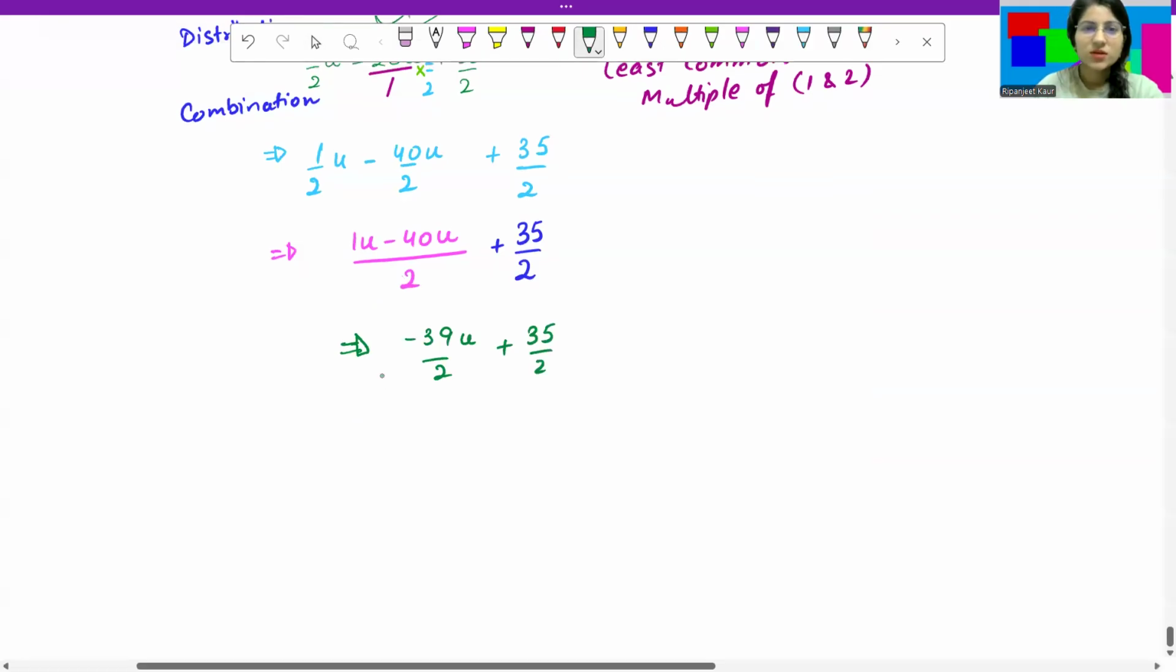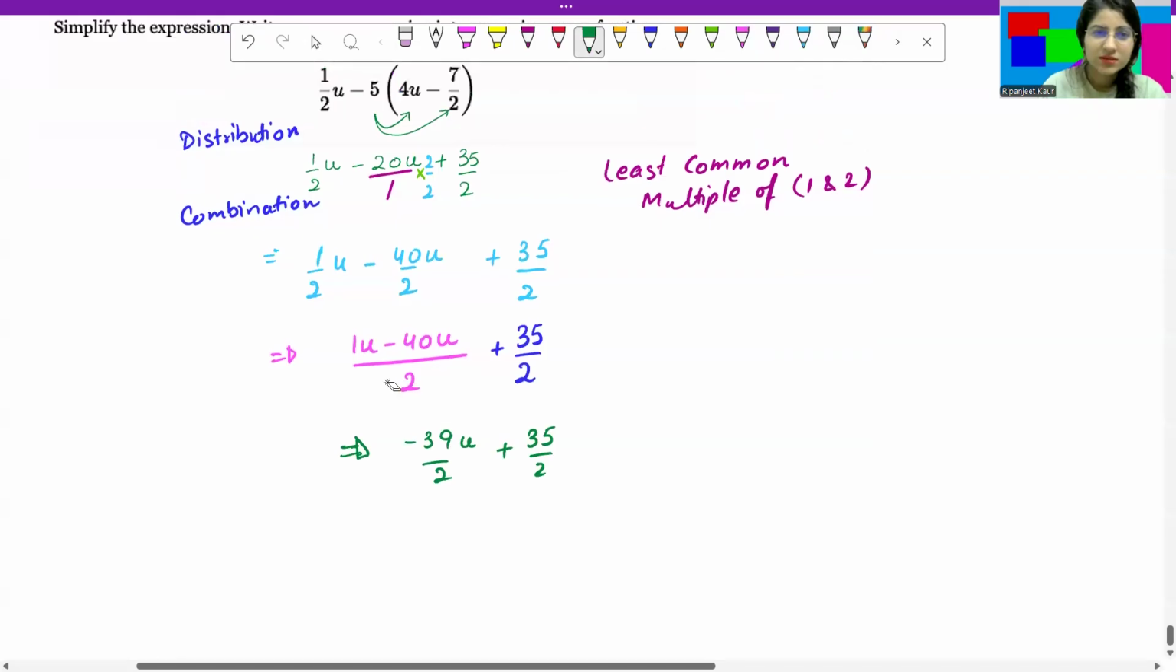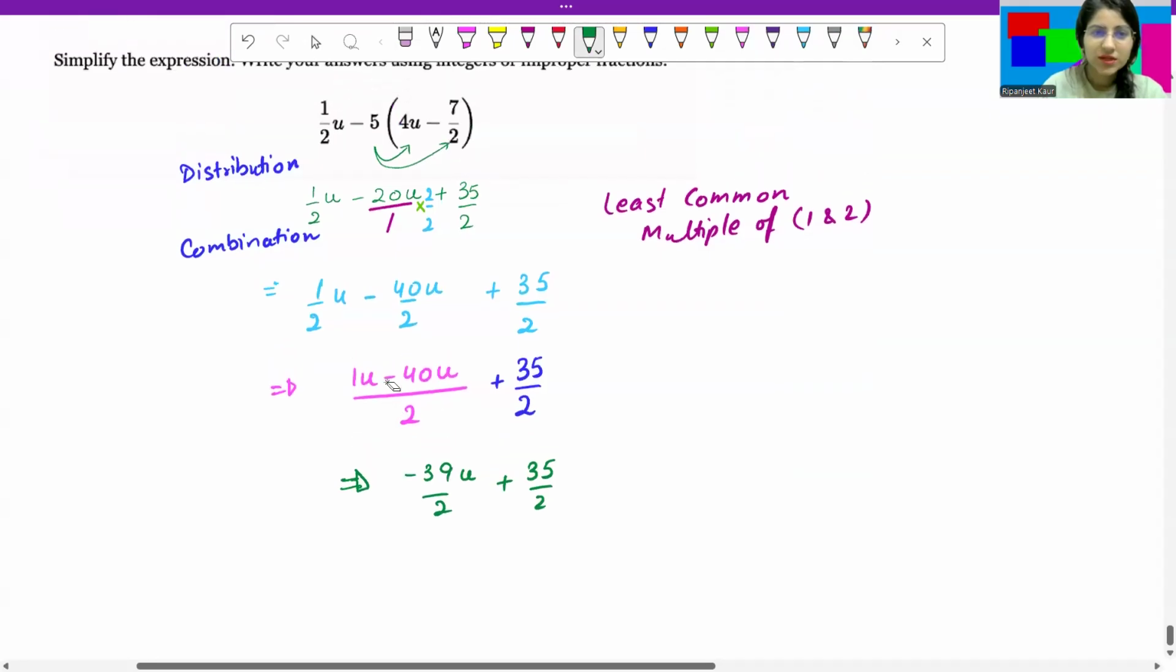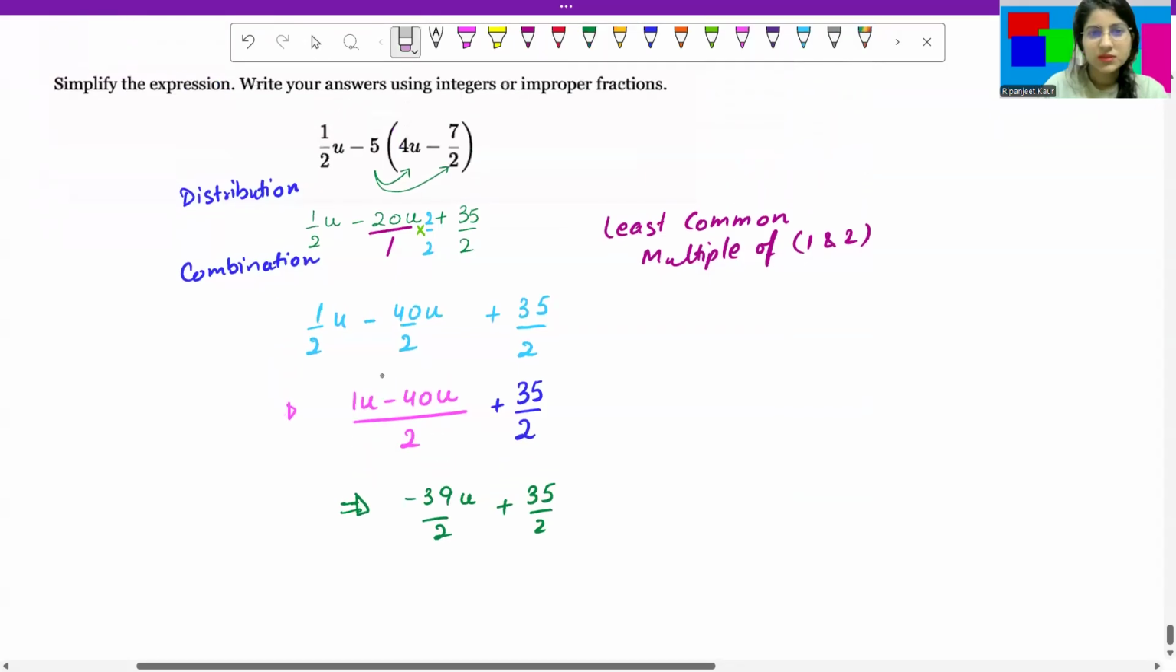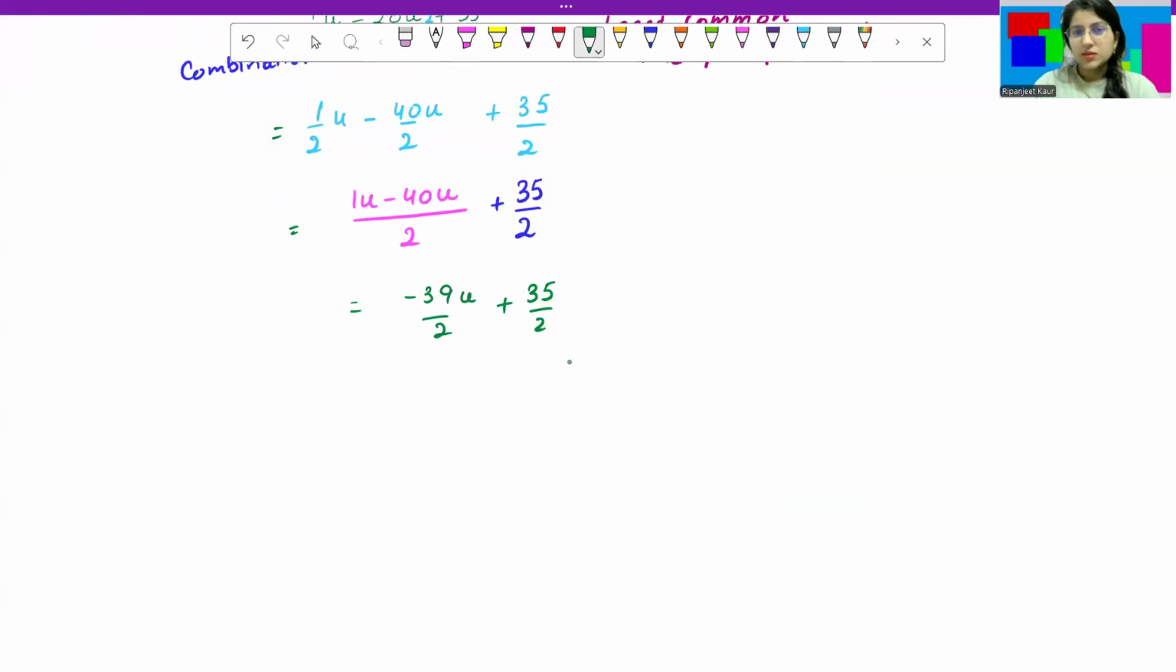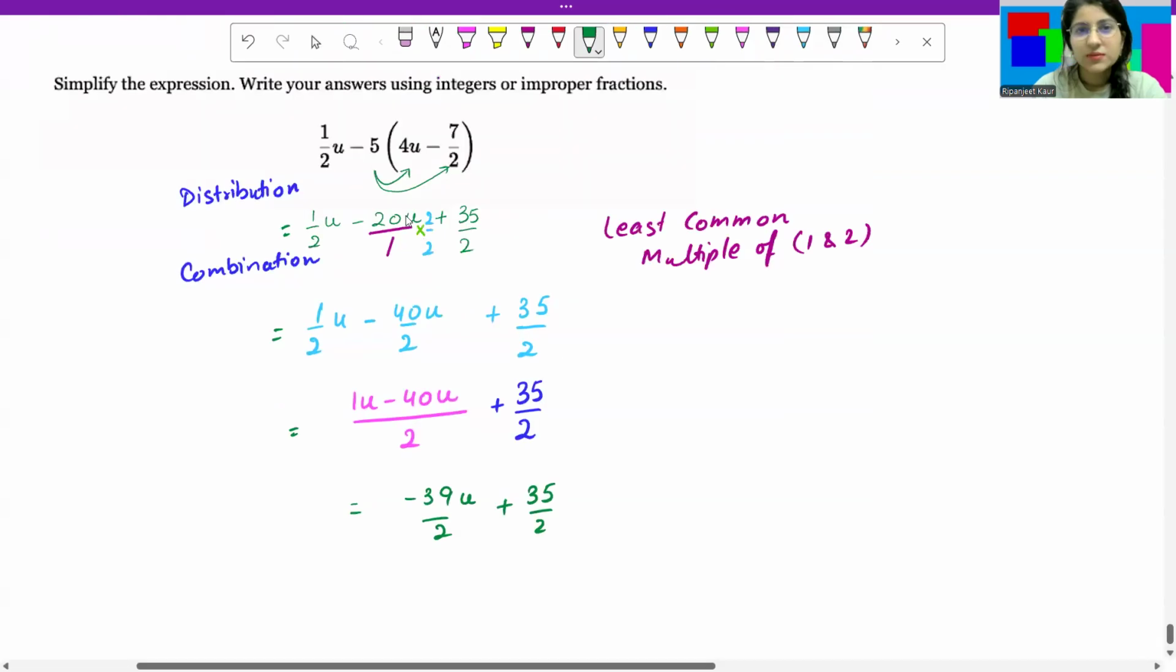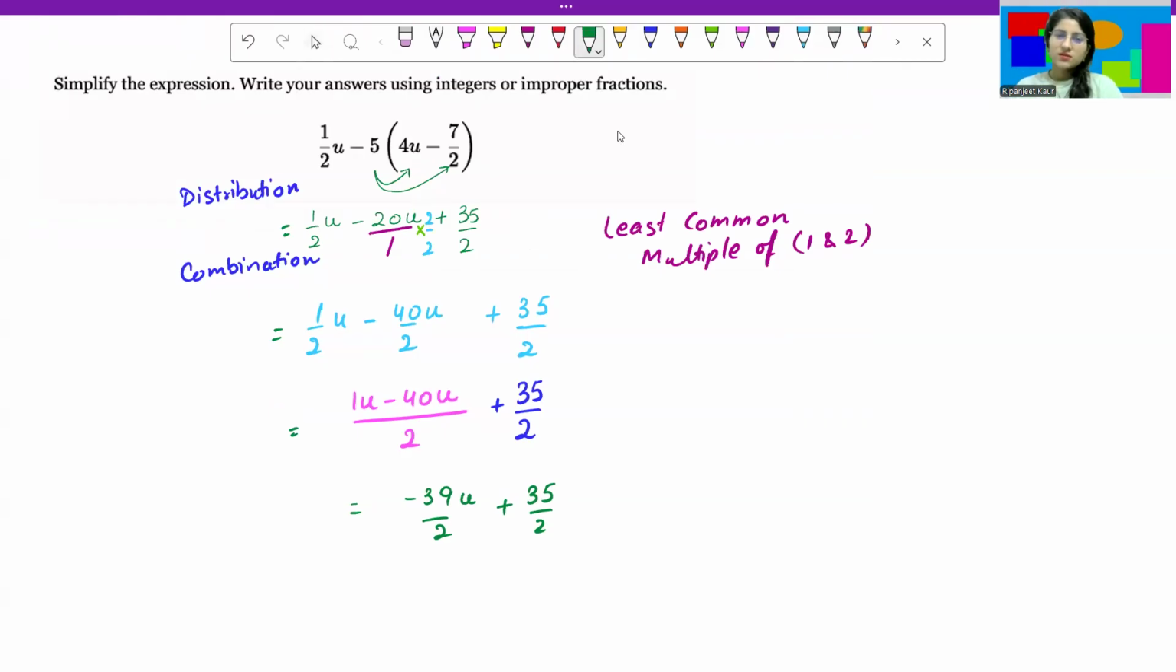Because this is not an equation, we should not put an implies sign. We should put an equal to symbol. That's negative 19.5, but you don't need to solve that. What is the question asking? Write your answer using integers or improper fractions. I thought I had to solve that. Yeah, you don't need to solve this.